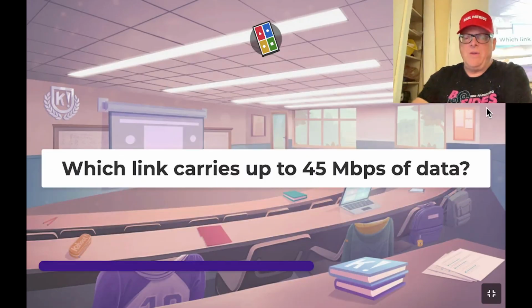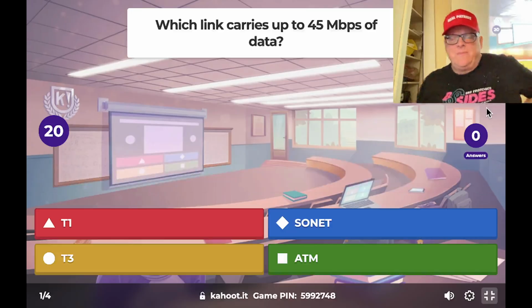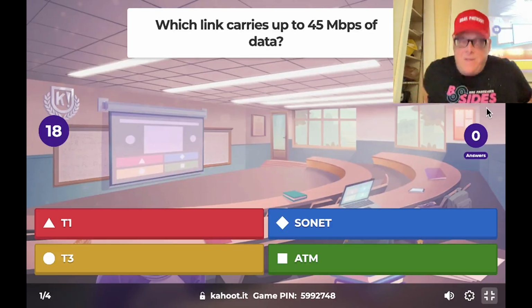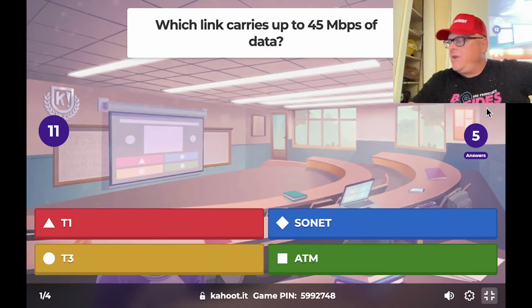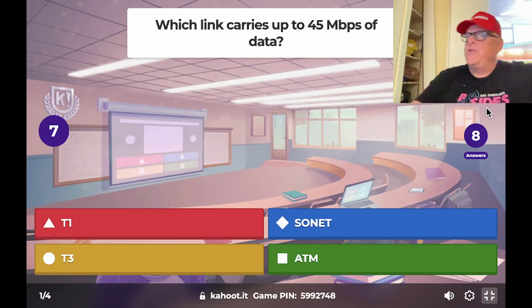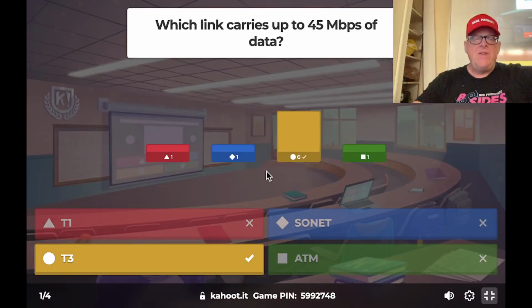So which link goes up to 45 megs? And that's right, Joe. RTP by itself has no encryption. There's a secure version, but you can run it without encryption, and sometimes people do. T3s go up to 45 megs.